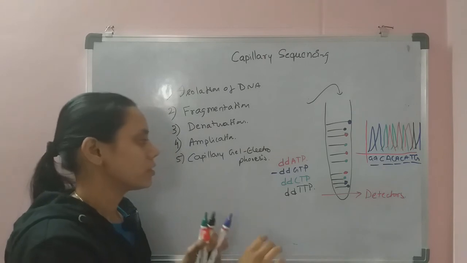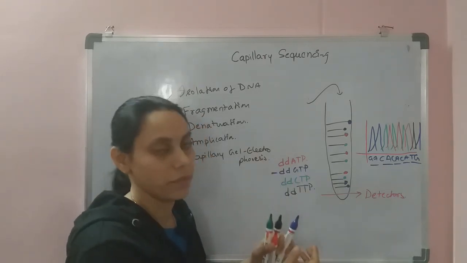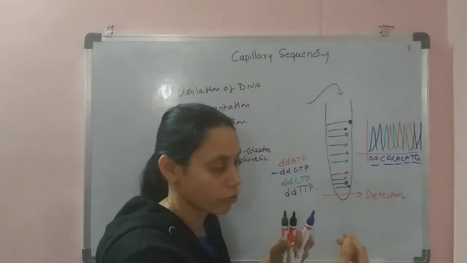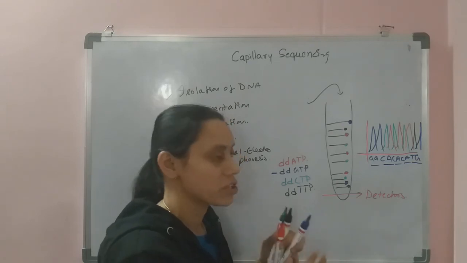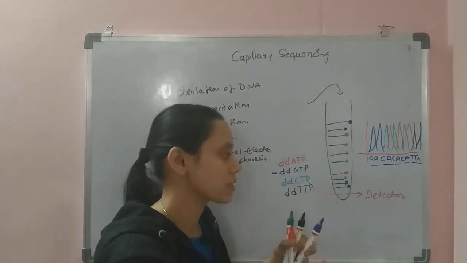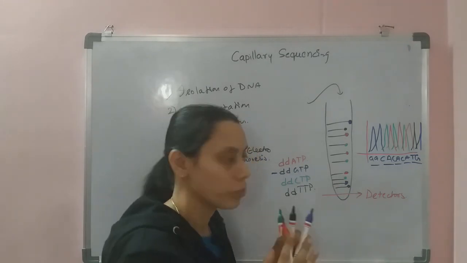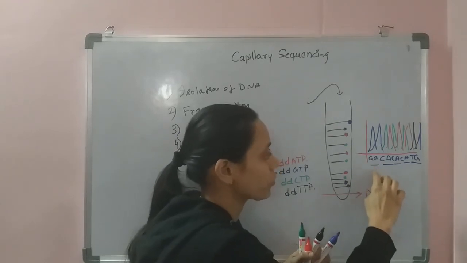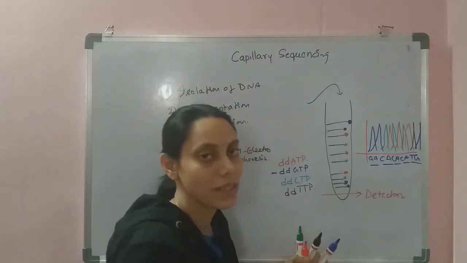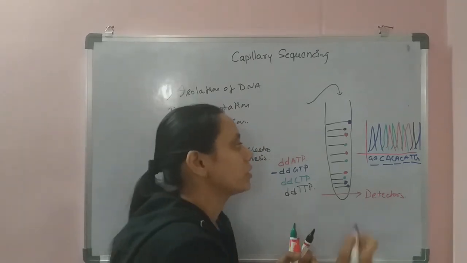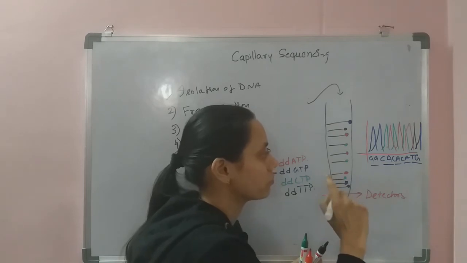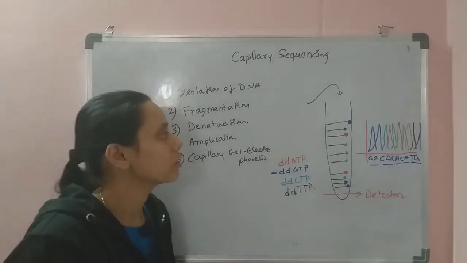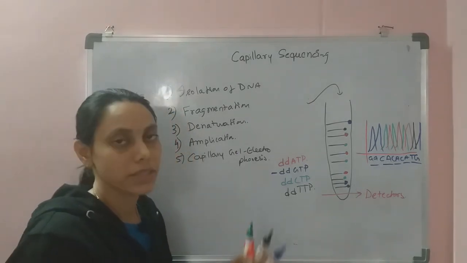Here these 4 kinds of ddNTPs will produce 4 kinds of signals in the same gel electrophoregram, and this laser beam helps us to produce the signal. The detectors have a computerized system, and they will produce this kind of graph which determines the sequence. Every peak indicates one type of nucleotide present in the sequence. So that is how the whole capillary sequencing works.